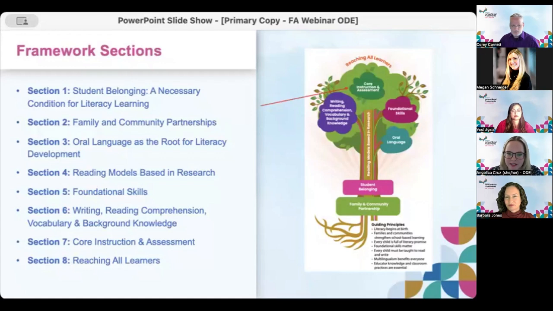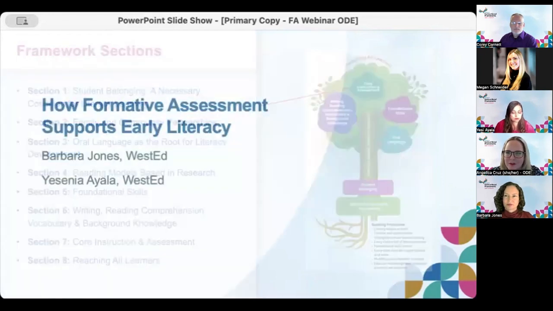The last and final section of the framework is focused on reaching all learners, specifically our multilingual learners and our students with disabilities. And all eight of these sections work together to lift literacy in our classrooms. And with that, I will pass it over to our West Ed colleagues to begin our deep dive into the formative assessment process.